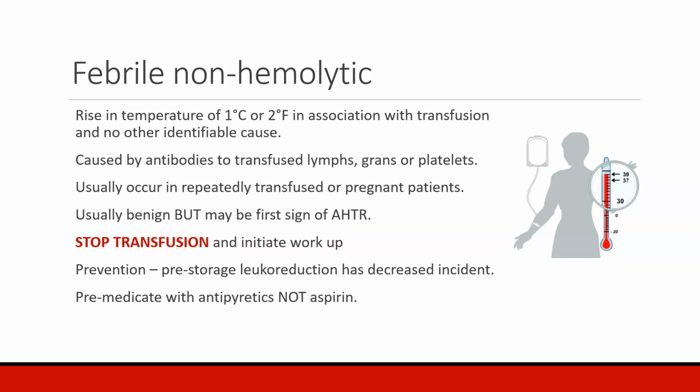The febrile non-hemolytic transfusion reaction is the most common, and this is defined as a rise in temperature of 1 degree centigrade or 2 degrees Fahrenheit in association with the transfusion, and there's no other identifiable cause. This is caused by antibodies to transfused lymphocytes, granulocytes, or platelets. Usually occurs in repeatedly transfused or pregnant patients. It's usually benign, but this may be the first sign of an acute hemolytic transfusion reaction. So stop the transfusion and initiate the workup.